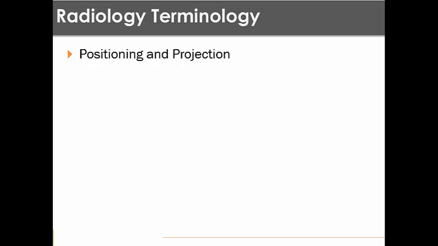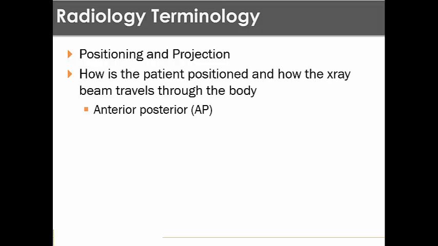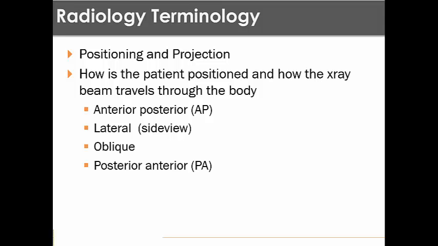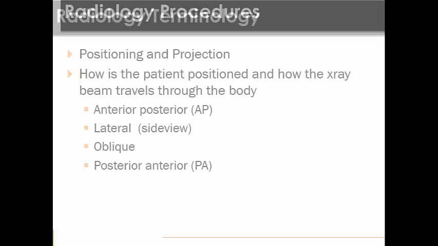More radiology terminology, and this is really a play on words, is your positioning and projection. Your positioning is how the patient is positioned in order to take the film, and the projection describes how the X-ray beam travels through the body. So you have your anterior, posterior. The projection goes from the front to the back. Lateral is just a side view. Oblique is a slanted sideways angle, and then you have posterior, anterior, which is abbreviated PA.